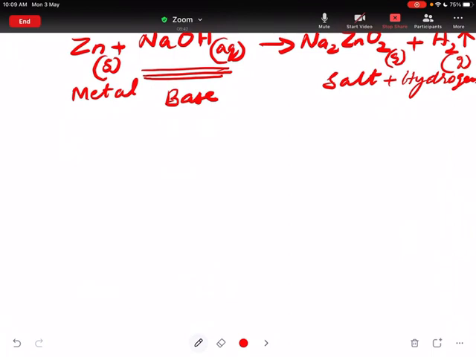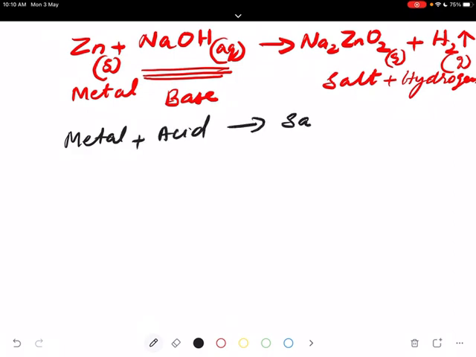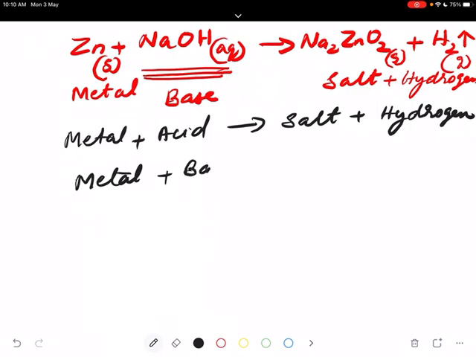So that is one characteristic property of acid. Acid on reaction with metal gives salt and hydrogen. Now another property, that is of base. Base on reaction with metal gives salt and hydrogen. So I am writing these two things here. Metal plus acid gives salt and hydrogen, or metal plus base gives salt and hydrogen.